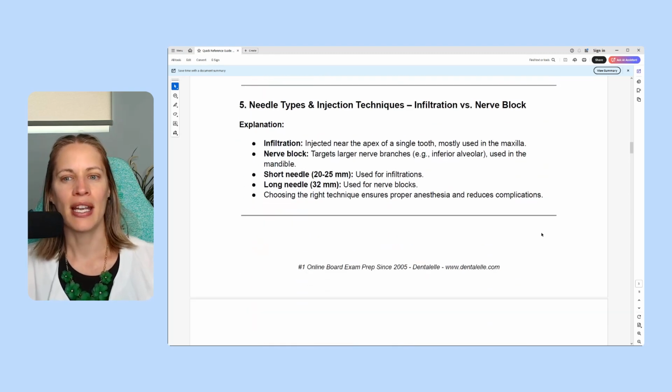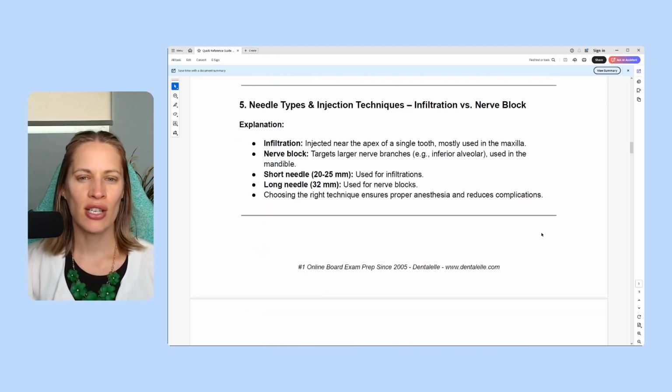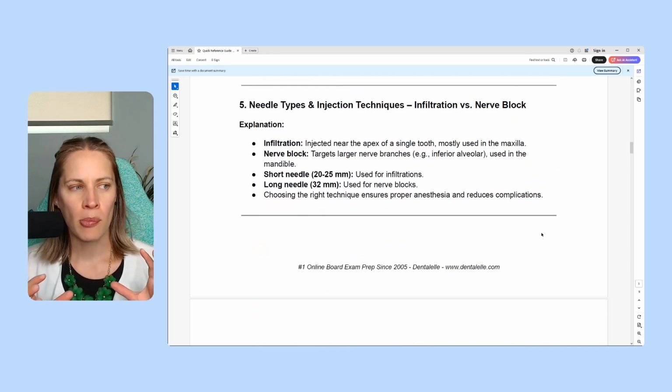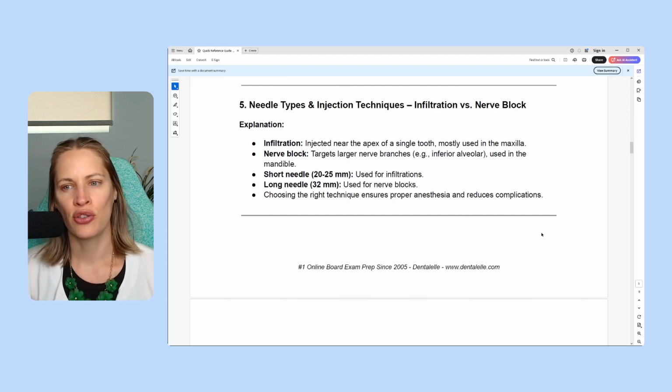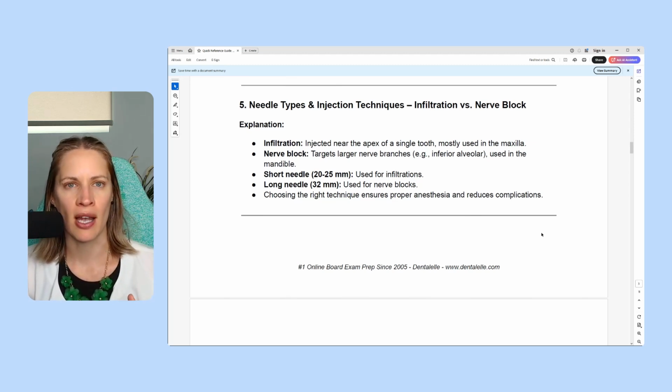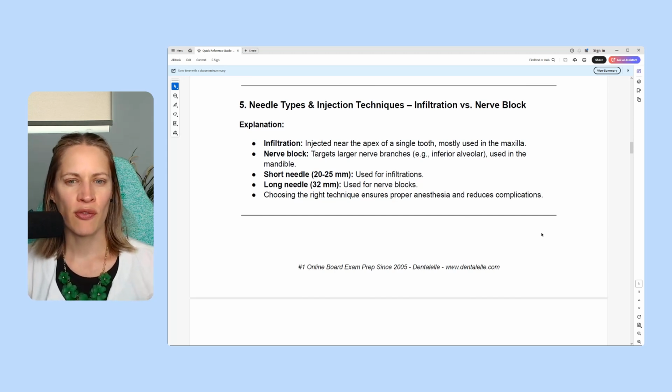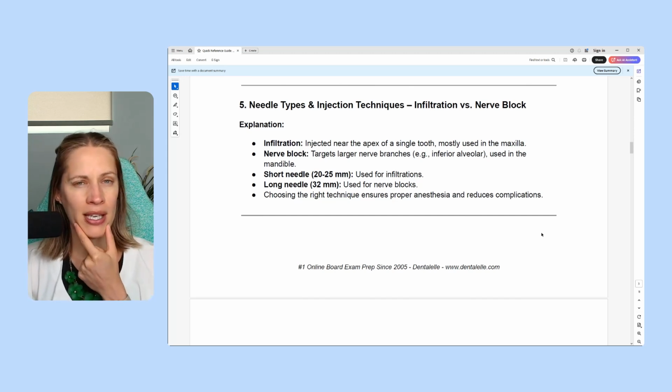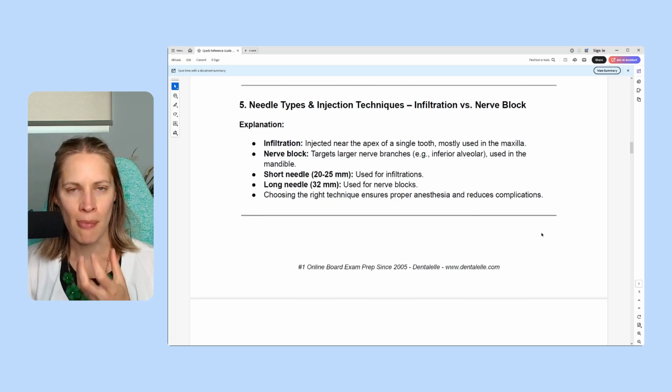Now, needle types and injection techniques. So there's infiltration and blocks. So a block is meant to target larger nerve branches and typically used in the mandible. So you will block half the mouth where half the mouth is going to be numb. We would never do any restorative work on both sides of the bottom teeth because then their entire bottom mouth is going to be numb and that's not a good feeling. It's hard to speak, eat, the whole works. So we would typically separate that into two different appointments so they're not that numb.